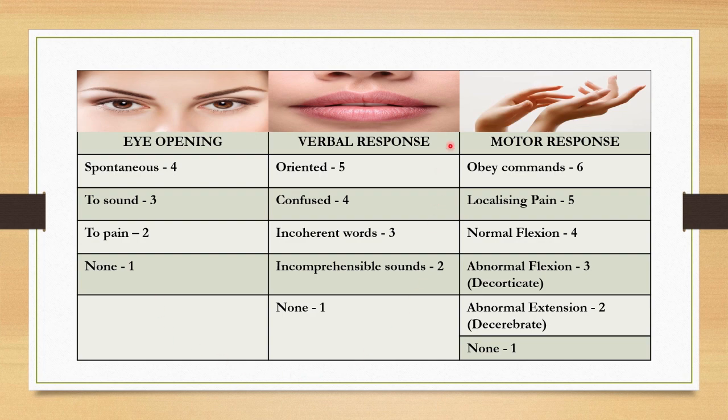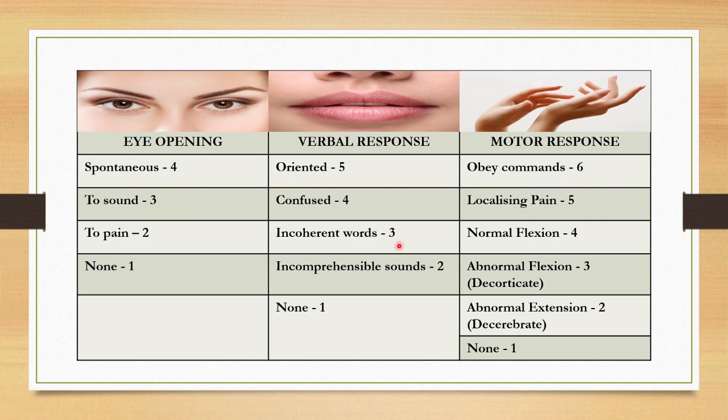The second one is verbal response. Here, the maximum score is 5 and the minimum score is 1. So, if the patient is oriented to person, place, and time, then you can give a score of 5. For instance, you are asking, where are you? And the patient is telling, I am in the hospital. You can give a score of 5. If the patient is confused, for instance, you are asking, where are you? The patient is telling, I am at home. Then you can give a score of 4.